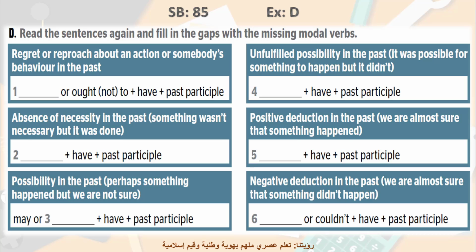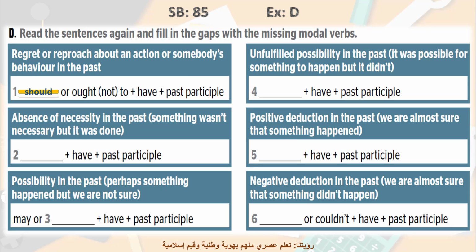تستخدم have والتصريف الثالث لتحول المودal verbs إلى الماضي. The first use on the left, regret or reproach about an action or somebody's behavior in the past. Regret يعني الندم على حدث أو فعل قام به شخص أو سلوك شخص in the past. Yes, we use should, but it should be negative. Yes, shouldn't or ought not to have plus past participle.